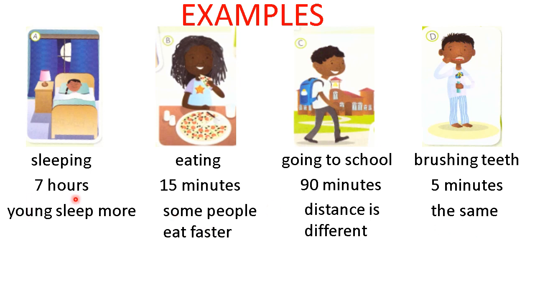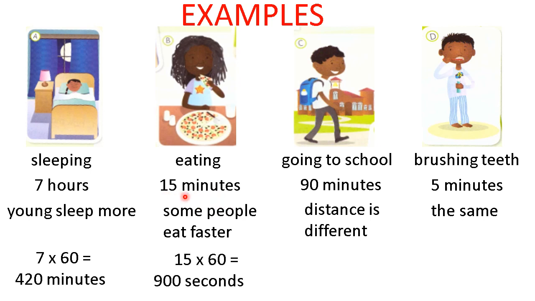Now let's take a look at these times and write them in different ways. 7 hours. 7 hours is 420 minutes because in 1 hour there is 60 minutes. So 7 times 60 equals 420. 15 minutes equals 900 seconds, because in 1 minute there are 60 seconds. So 15 times 60 equals 900.